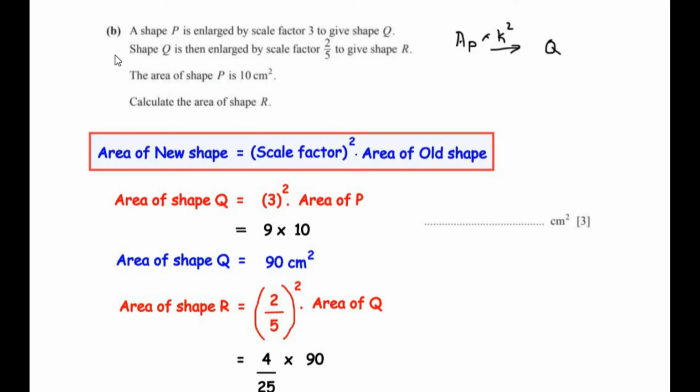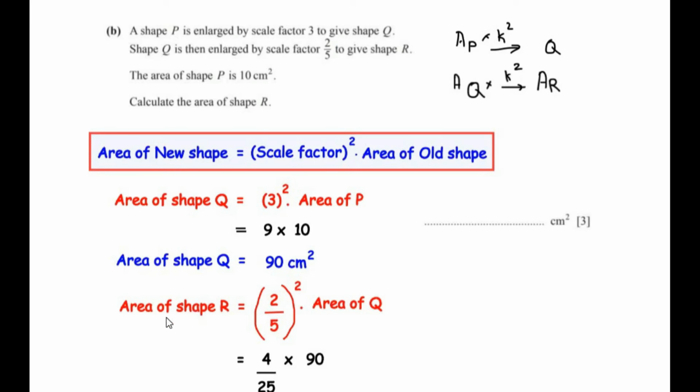Now in the next statement they have given shape Q is then enlarged by scale factor 2 over 5 to give shape R, which means we are going to get a new shape R using the previous shape Q, and to do that we are going to make use of the area of shape Q and multiply it with the square of its scale factor to get the area of the new shape.